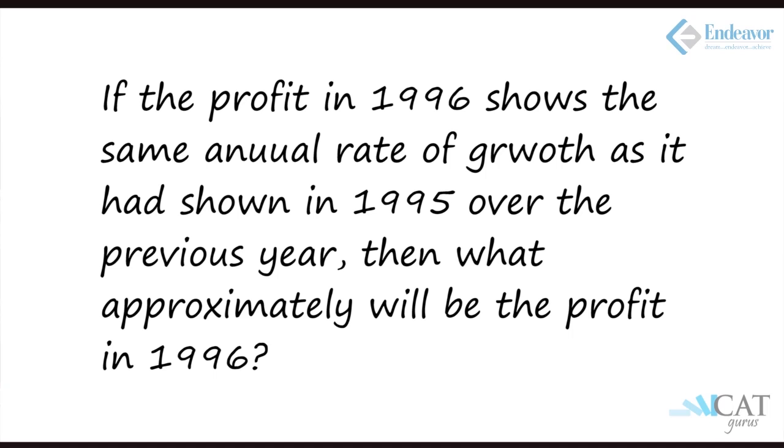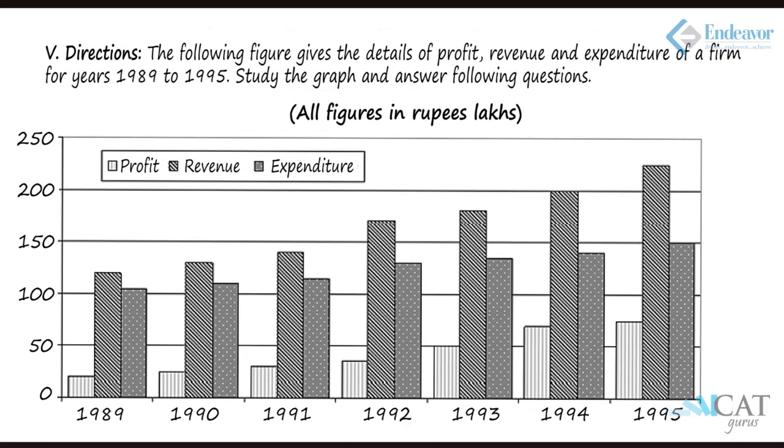If the profit in 1996 shows the same annual growth rate as it had shown in 1995 over the previous year, then what will be the profit in 1996? Now here we are trying to forecast the next year. It is beyond the graph which is shown, but yes, we have to follow the same trend as the graph. So from 94 to 95, what was the growth? So let's see, it was 75 in 95 and 70 in 94. So the growth was what? 5 out of 70, which is somewhere close to 7.14%.